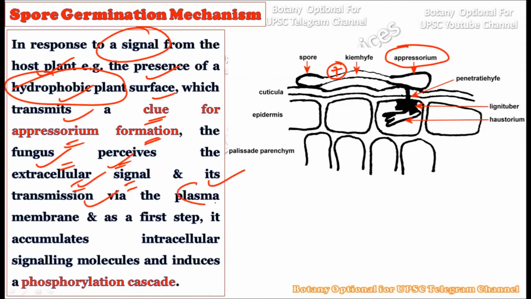Okay. Its transmission via the plasma membrane, and as the first step it accumulates the intracellular signaling molecule and induces the phosphorylation cascade. So here basically once the signals are received, the further metabolic processes like the phosphorylation will start, and it will create the energy molecule to create the appressorium-like structure. So basically here the signals are coming from the two pathways plus the physical signals like the hydrophobic plant surface. It will all result in the positive signaling to the spore, and if the germ tube is receiving the positive signal, it can create the appressorium.